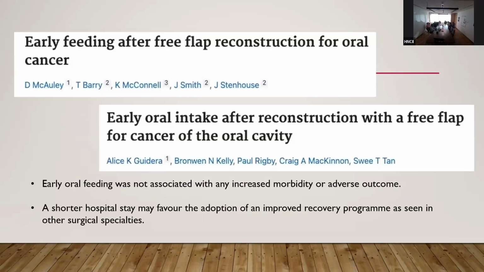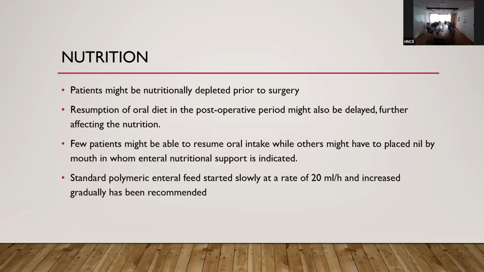Then nutrition. You know that the patient will be nutritionally depleted prior to surgery also, and resumption of oral diet can be delayed, further affecting the nutrition. So we have to start polymeric enteral feed. The feed is started slowly at the rate of 20 ml per hour and gradually increased. So we can give up to 250 to 300 ml of RT feeds 2 hourly. That is the general protocol we follow from post-operative day one.